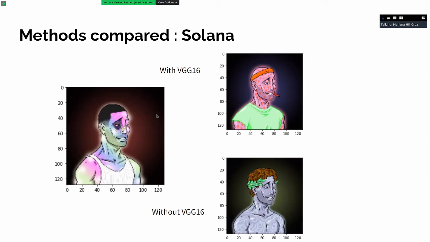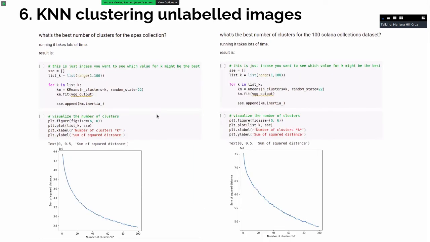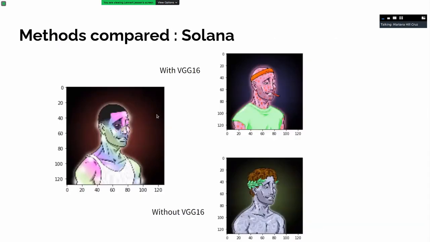Back to the previous slide, please. So just one comment. If you see there's a difference in the initial squares, in apes it's lower than in Solana. And also the final one with 100 clusters is also lower. So it's showing us that the apes are the same collection, so they are all very similar, and in Solana we have more diversity. So next one. Here we compare using VGG16 and not using it, only with the Euclidean distance.